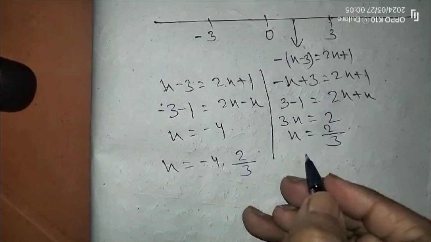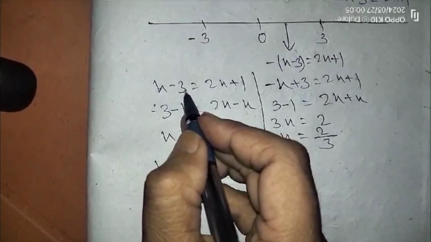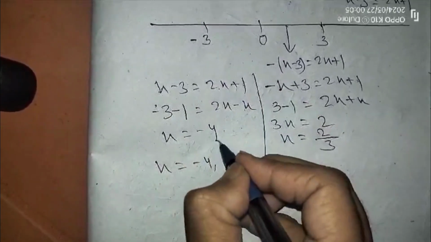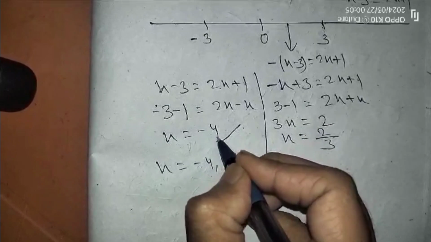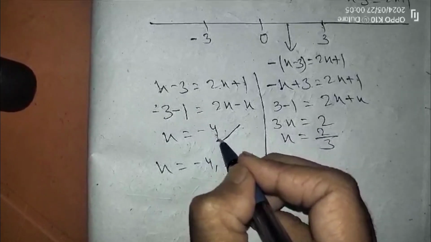But here we have taken values of x which are less than minus 3, so we have to check whether this number is less than minus 3 or not. This number, minus 4, is less than minus 3, so it is our solution.